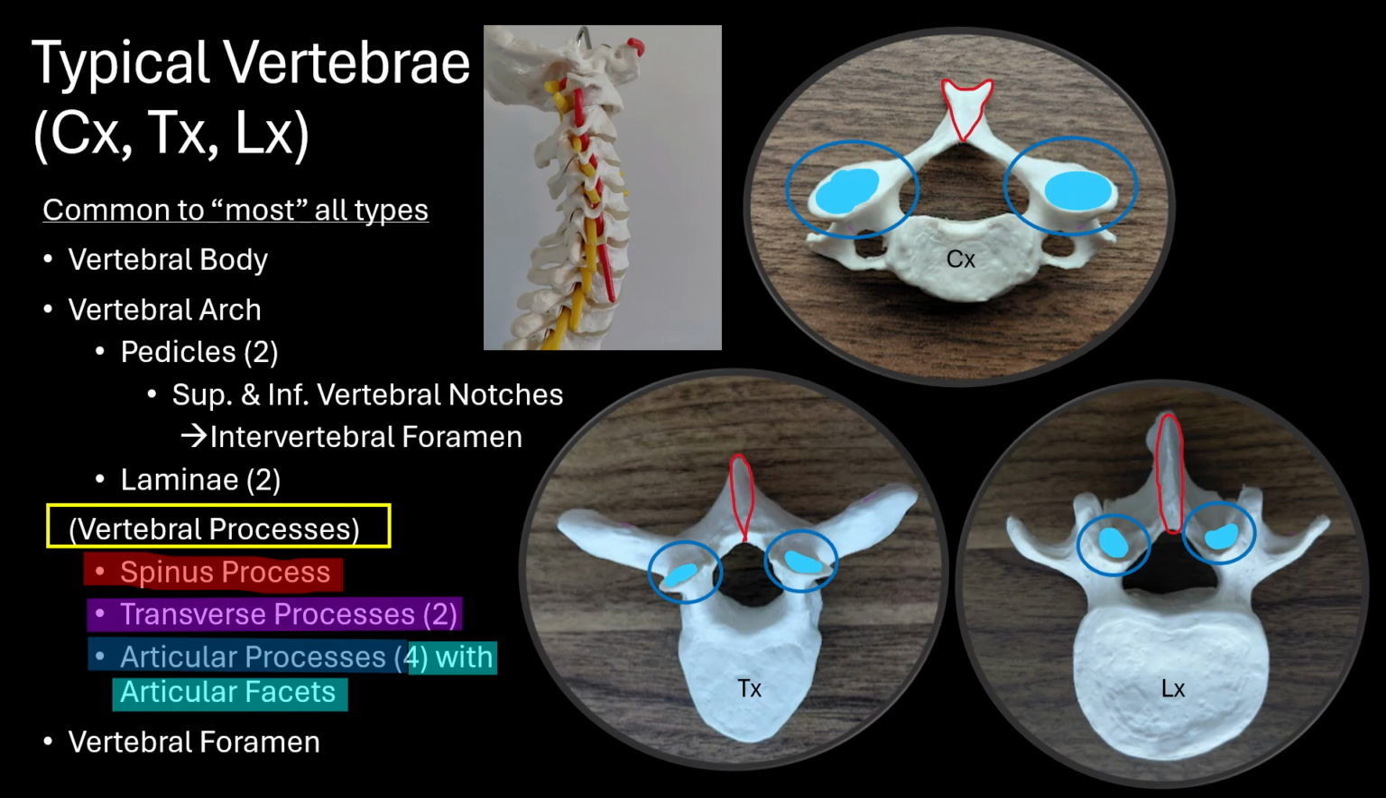Then we have transverse processes. And there's going to be two, one on the left and one on the right. And there's a bit more going on with each of these transverse processes in all three of the regions of the spine. So we'll look at them individually. So let's start with the cervical vertebrae.